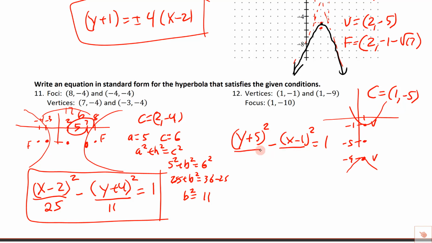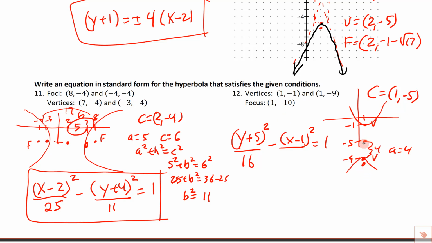And then I just need to figure out what numbers go underneath here. Well, if we figured out that this was 4 units to go from here to here, and that's in the y direction, we're going to square that, so this is going to be 16. Okay, so a is 4 in this case, we're going to square that, and then we just need to figure out what b is. So the other thing that we've got is we've got a focus at 1, negative 10. So we've got a focus down here.